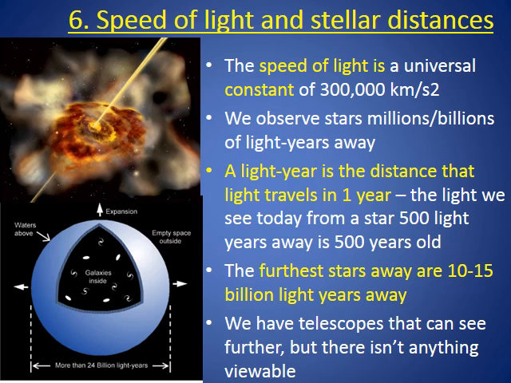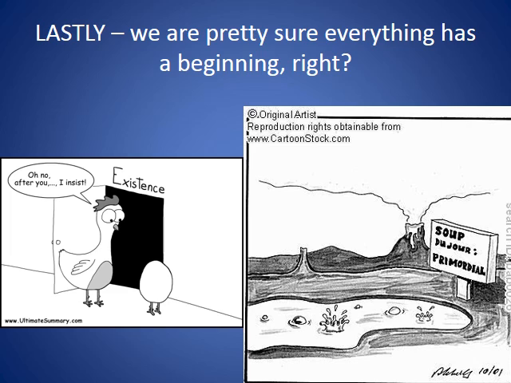And so the light we see today from a star 500 light years away is 500 years old. We can see the light of a star still, and we might not even know that that star burned out. Like, we're still seeing the light. It's pretty cool. The furthest stars away are 10 to 15 billion light years away. We can't see anything further. There's nothing else viewable past them, which means there must have been a beginning. And so if there is a beginning, there's an end.